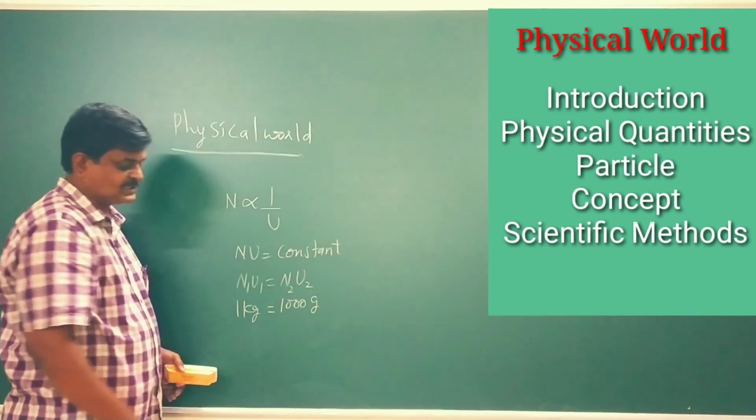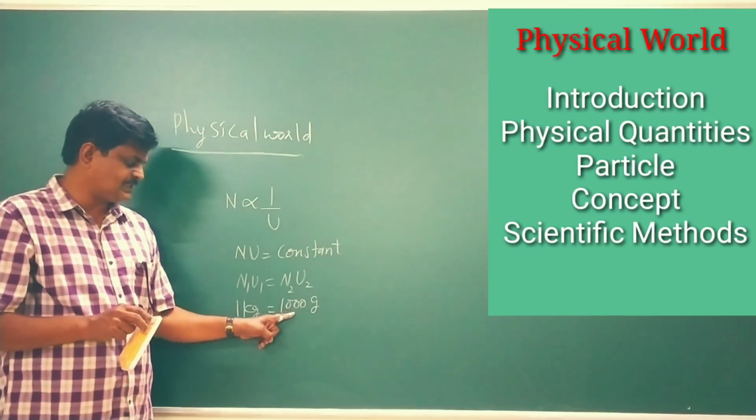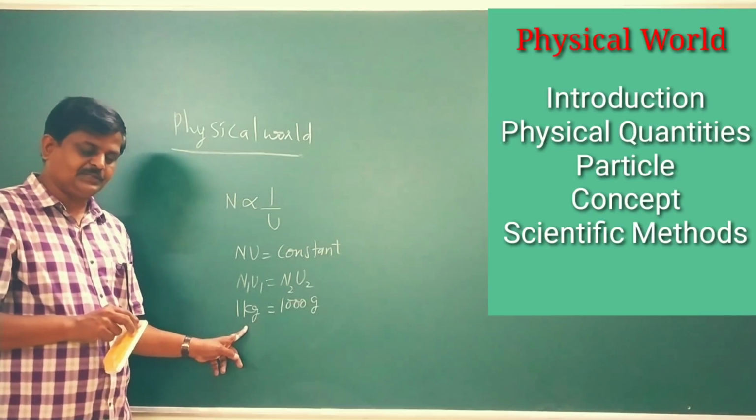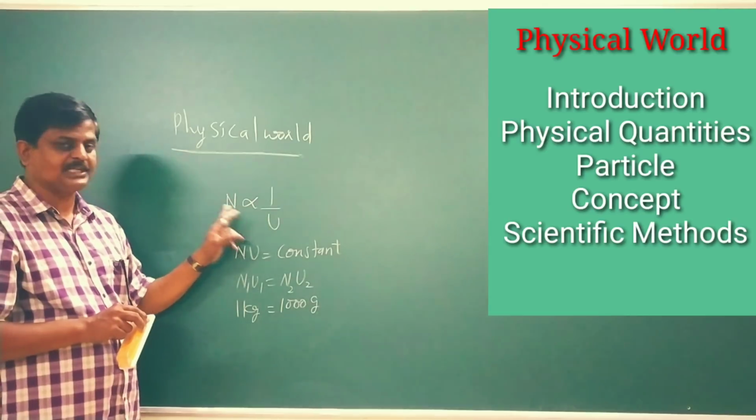For example, 1 kg is equal to how many grams please? 1000 gram. What does it mean? Gram being the smaller unit, that's why you see the numerical value large. Kg being the larger unit, that's why you see the numerical value small. Is it not, this point is illustrated?